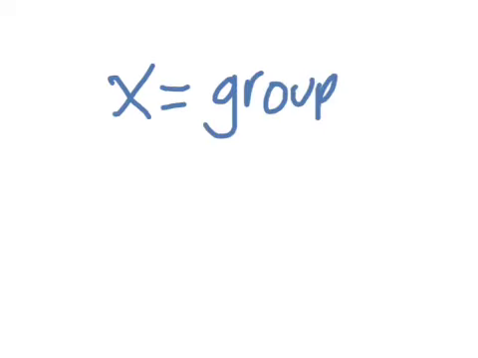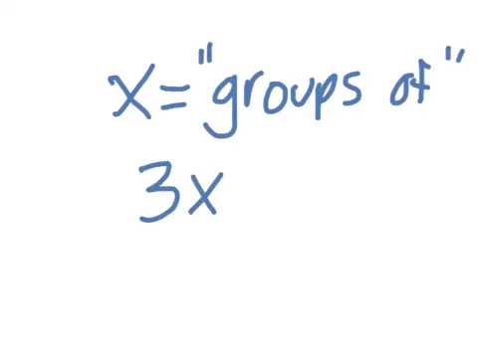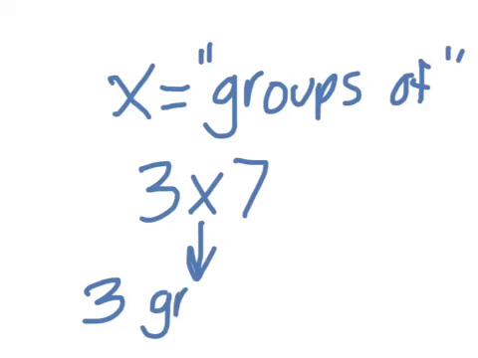Our second main idea, to go right along with that idea of repeated addition, is that the x in multiplication just means groups of. So we can basically replace the x in a problem like 3 times 7 with 3 groups of 7. So just by completely replacing the x with the words groups of, it helps us see it better.